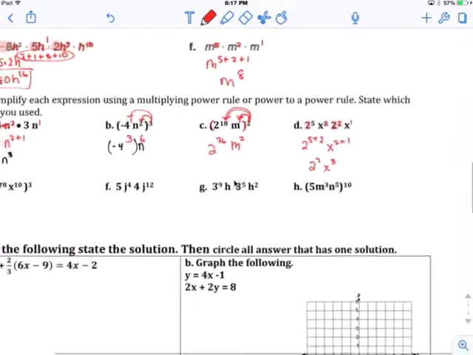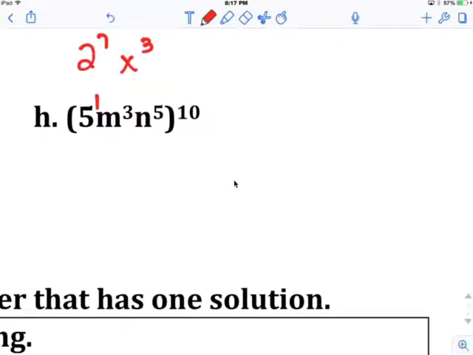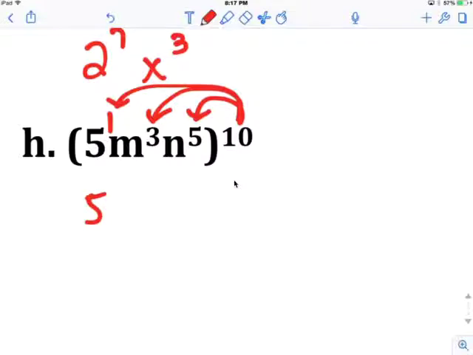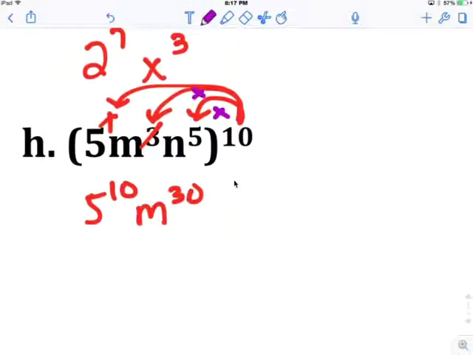I'll do this last problem for you. This has an exponent of 1. You're distributing 1, 2, 3 times. So 5 instead of 1 becomes a 10. M instead of 3 becomes 30. Distribute means to multiply. Every time you distribute, it's to multiply. N to the 50. Okay?